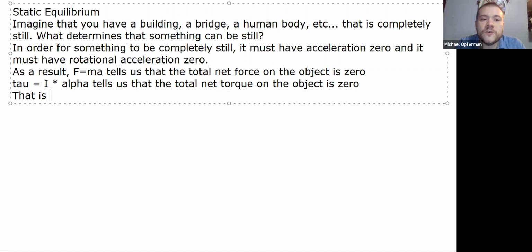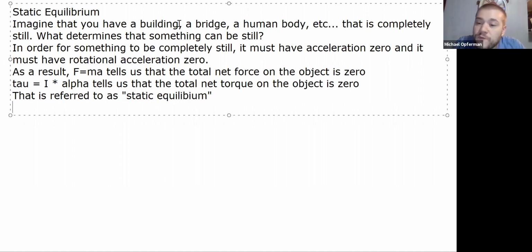So that is referred to as something being in static equilibrium, when both the acceleration, the net force, and also the angular acceleration, the net torque, is equal to 0, so that the object is capable of remaining completely still over time. So let's say that we flip this around and a question tells you, we know that something is at static equilibrium. How does that affect your problem solving?